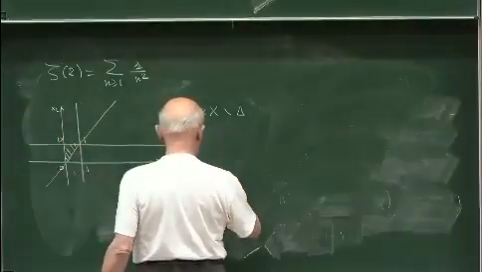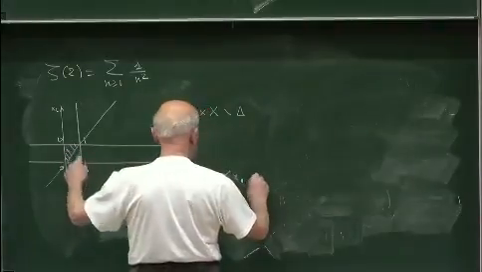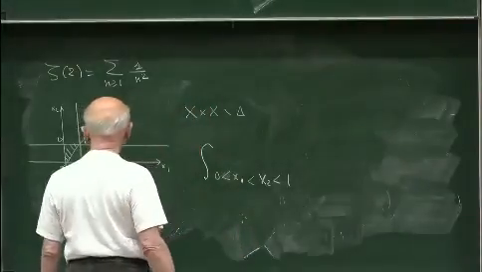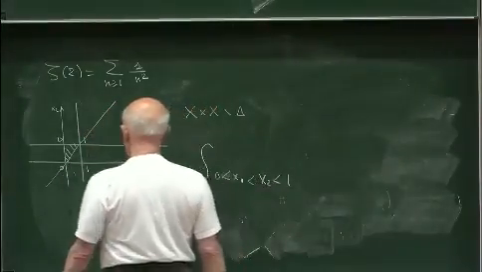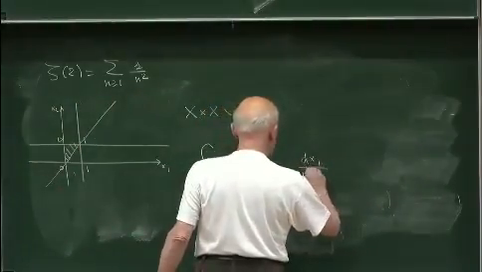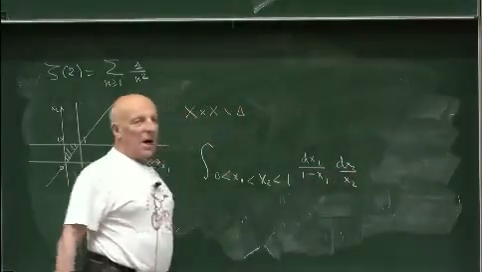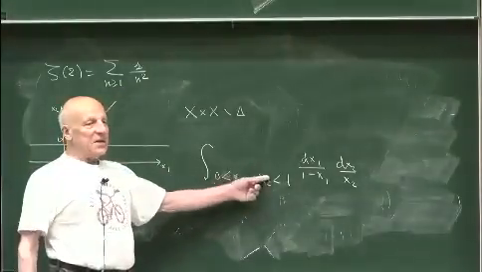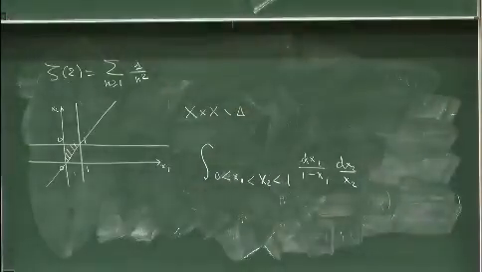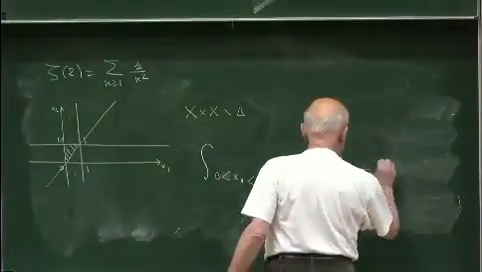Now zeta of 2 can be represented as a double integral over this domain. The domain is 0 smaller than x1, smaller than x2, smaller than 1. That's the domain of integration. And what you integrate is dx1 over 1 minus x1, dx2 over x2. Half of the audience will write the inequality in this sense, the other half in the opposite way, but depending on the day, I choose one or the other. So that's an integral representation of zeta of 2.